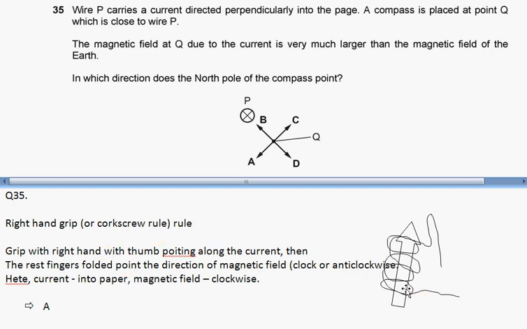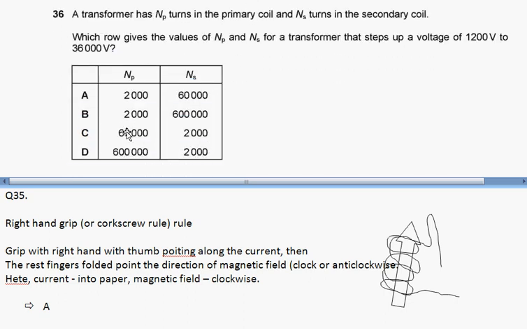So we hold our wire in such a way that the thumb points in the direction of the current, then the folded fingers show the direction of the field, either clockwise or anti-clockwise. Here the current is into the paper, so I hold the wire so that my thumb points into the paper, and the rest of the fingers show clockwise, so it is along A. Answer is A.